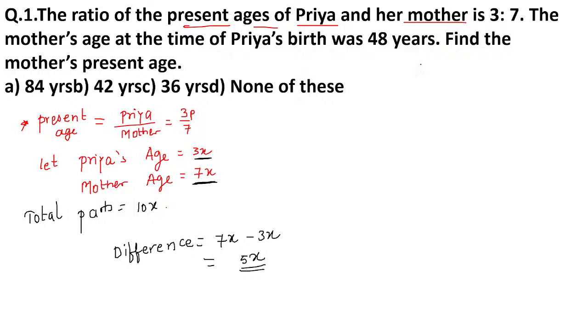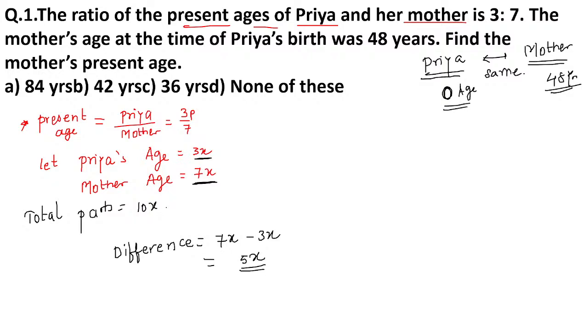So, at the time of the birth of Priya, the difference between Priya and her mother's age is going to remain the same. The difference between their ages is going to remain the same, yes or no? So at the time of birth, Priya was of age zero. Zero age, not 1 year, right? We consider it as zero age. And her mother's age was 48 years. So what is the difference between their ages? 48 years. Have you got this concept?